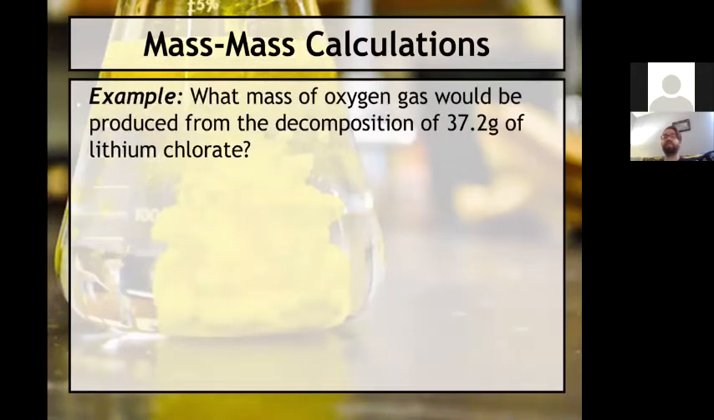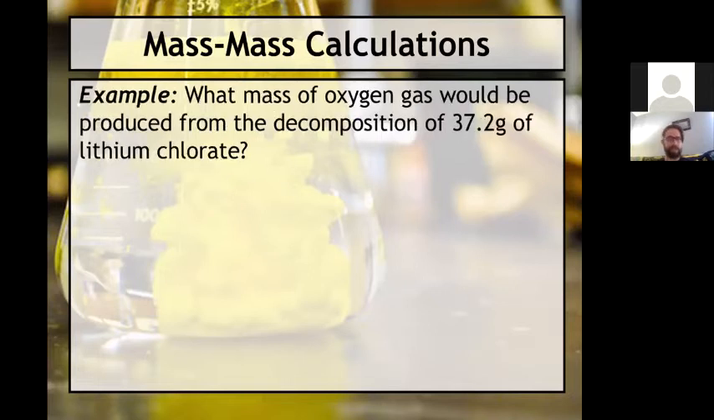In this example, it's a little different because we're actually going to find a product. It says, what mass of oxygen would be produced from the decomposition of 37.2 grams of lithium chlorate. I know it's one of these mass-to-mass problems because it's asking for mass of oxygen, and it gives me a mass of a different substance, not of oxygen.